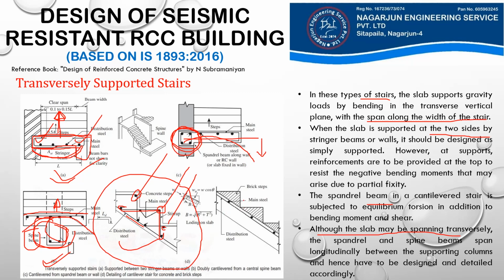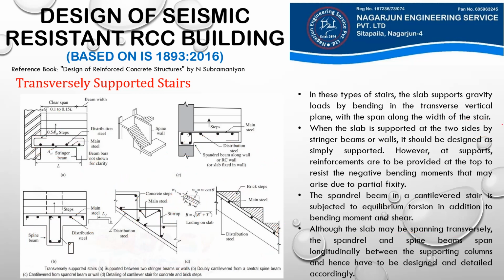But if we have masonry steps here, then these are simply brick steps. In this case, our main steel is in this longitudinal direction, and then it is detailed accordingly. So remember that in every type of staircase, either it may be transversely supported or longitudinally supported, our staircase system may be of different types. For example, we may have the staircase with concrete steps, or we may have the staircase with masonry steps. So in this slide we talked about transversely supported stairs.